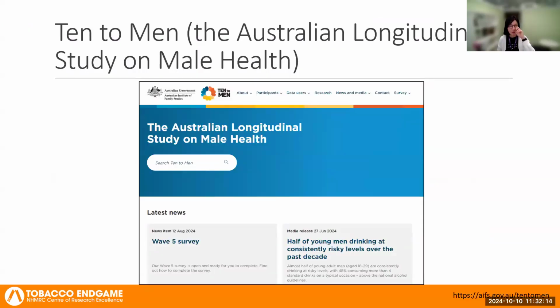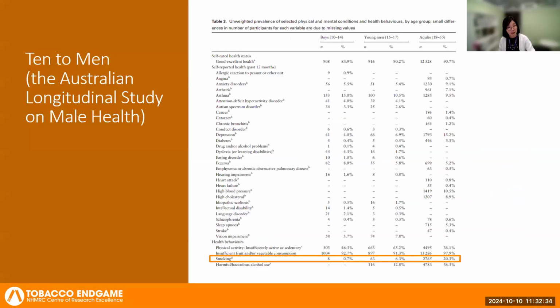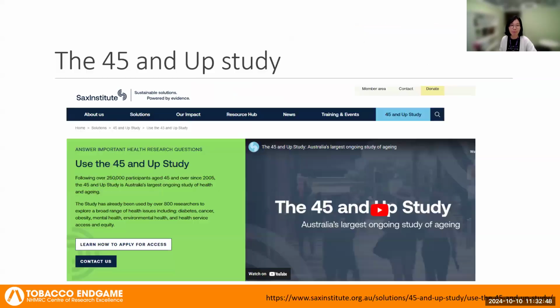There is also a survey focused on Australian men. This survey has been targeting about 15,000 men aged 10 to 55 since 2013, and data has been collected 4 times so far. This survey also includes some questions, but not many, about smoking status, making it possible to conduct some research on Australian men similar to the studies done on women.